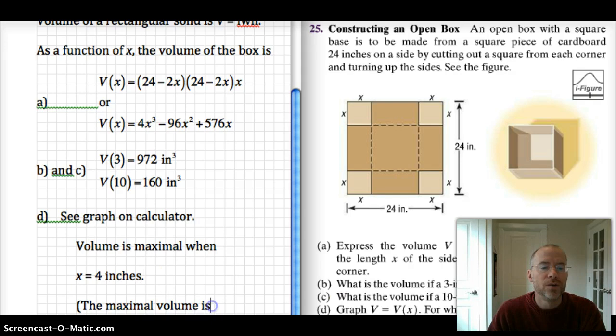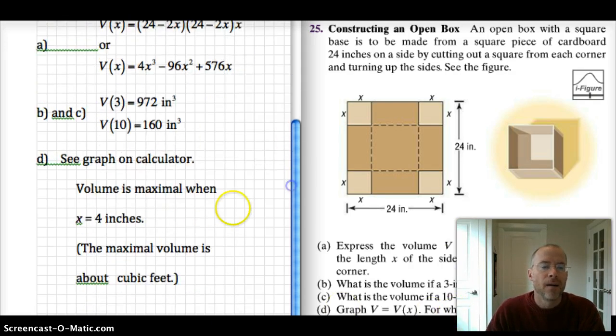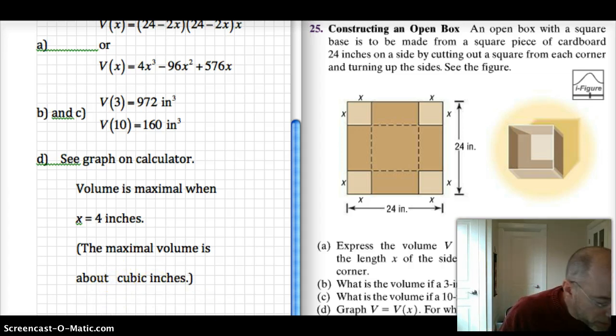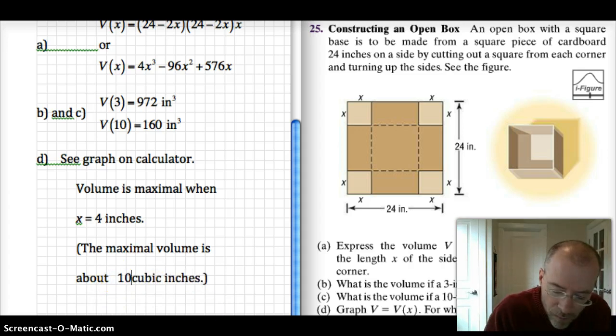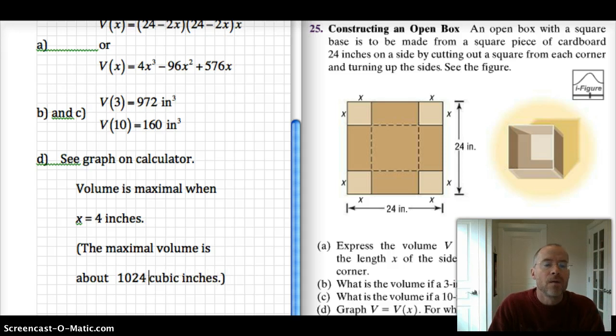If I wanted to do more, I suppose I might say that according to my screen, the actual maximal volume of the box is 1,024 cubic inches, just by the way. Okay, have fun.